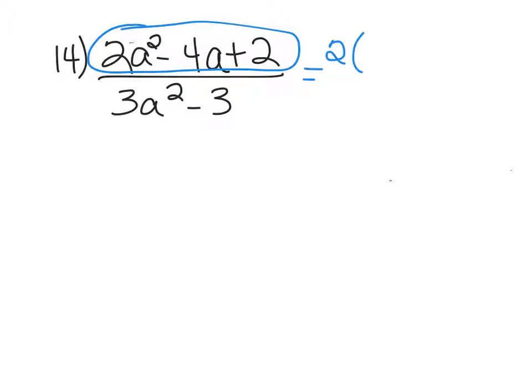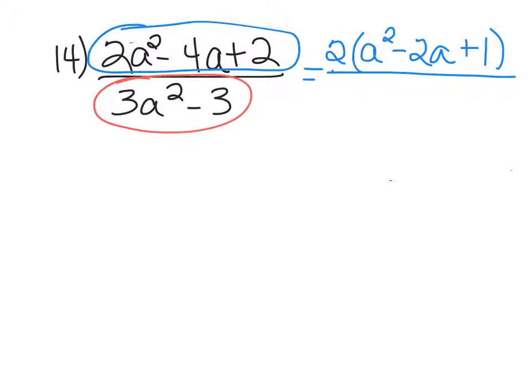Pull that out, and the leftover inside the parentheses will be what I need to multiply by. So 2 times what gives me 2a squared? That would be a squared. Minus 2 times what would give me 4a? Well, 2 times negative 2a would give me that 4a in the middle, and then plus 2 times what gives me 2? That would be 1. So there's my numerator. Going back to my denominator now, let me pull that out.